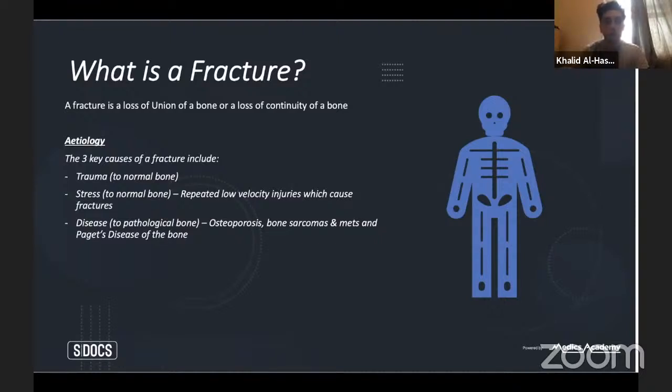Examples of this would be osteoporosis, which is a state in which there is reduced bone density, particularly seen in elderly patients. Bone sarcomas, which are primary bone tumors, and metastases from other primary sites, such as prostate or breast, and Paget's disease of the bone.